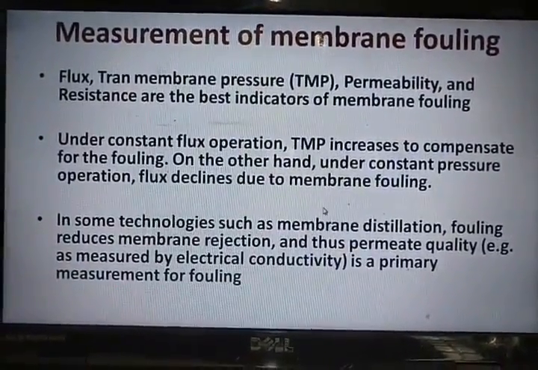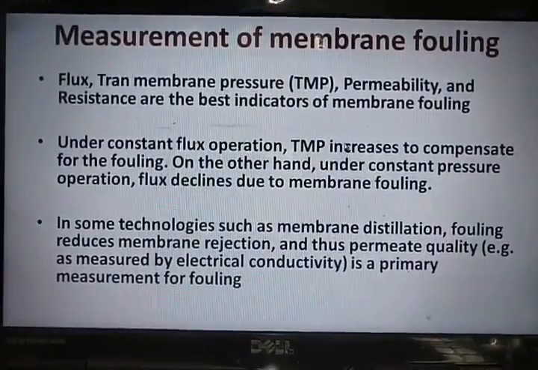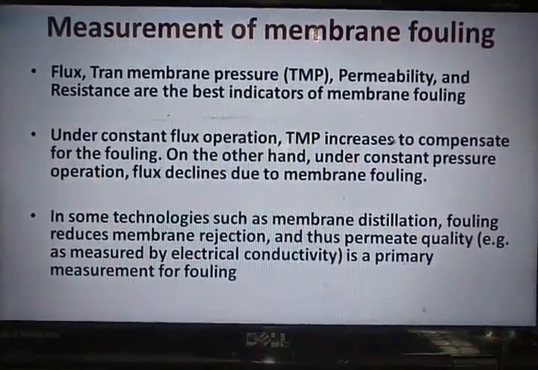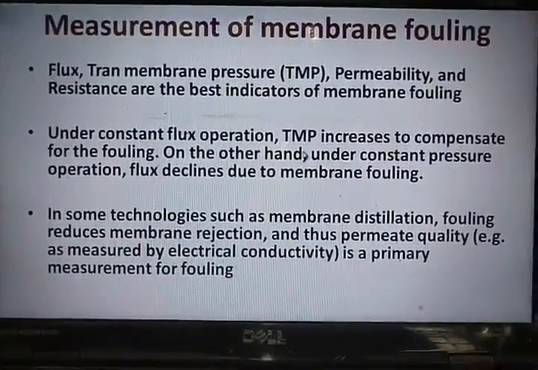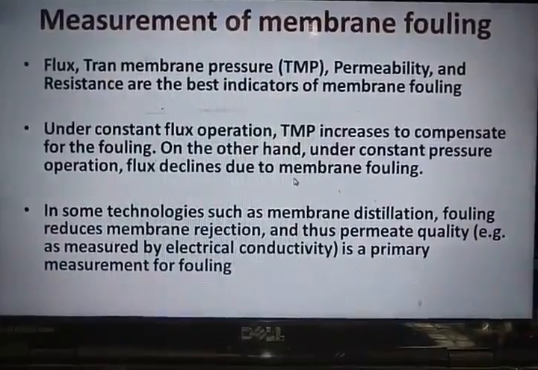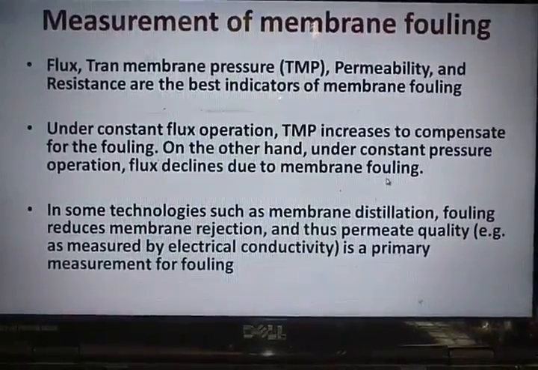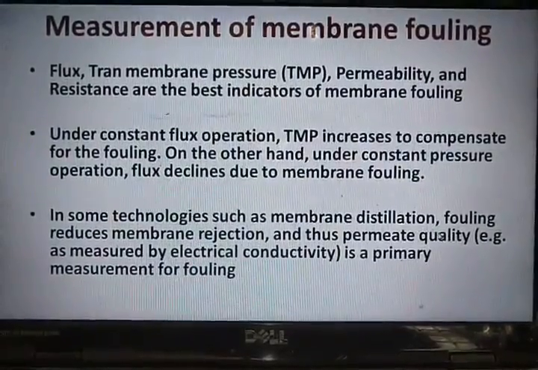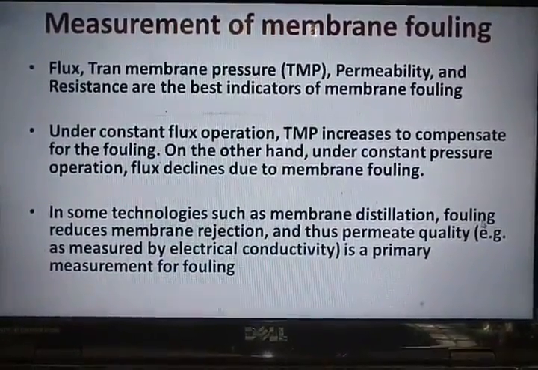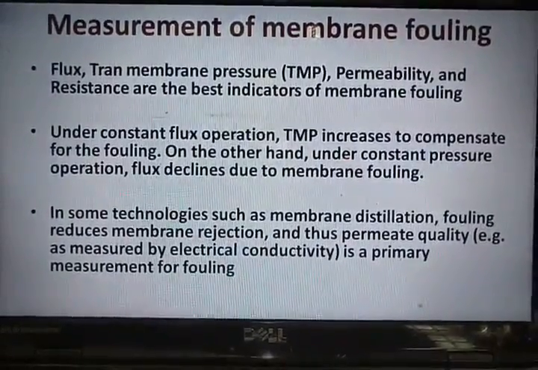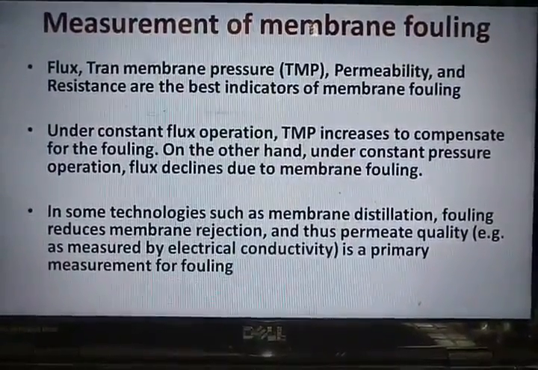Under constant flux operation, the transmembrane pressure increases to compensate for the fouling. On the other hand, under constant pressure operation, flux declines due to membrane fouling. In some technologies such as membrane distillation, fouling reduces membrane rejection and thus permeate quality, for example as measured by the electrical conductivity, which is a primary measurement of the fouling.